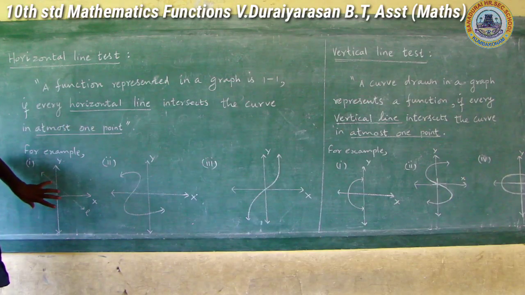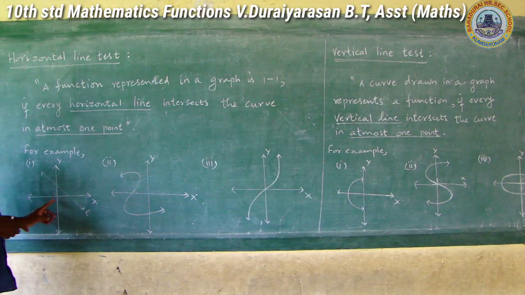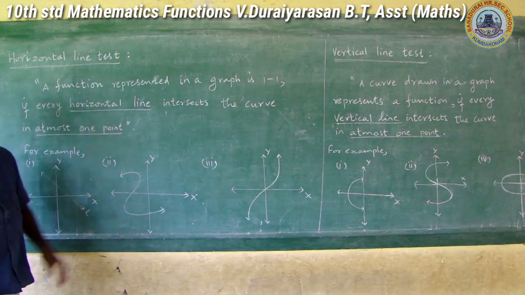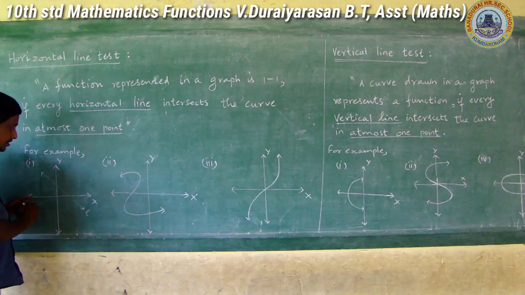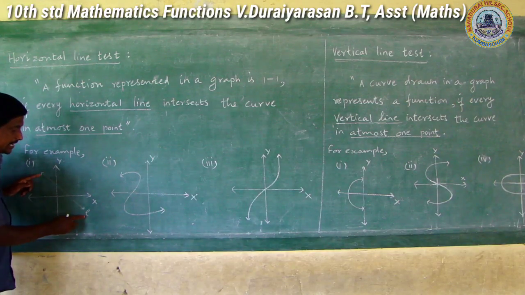For example, for the given graph, is it a function or not? What type of function? Is it a 1 to 1 function or not? How do we find out? First, draw a horizontal line on the given graph. This is the x-axis, this is the y-axis, and this is the given line. L means line, a straight line.